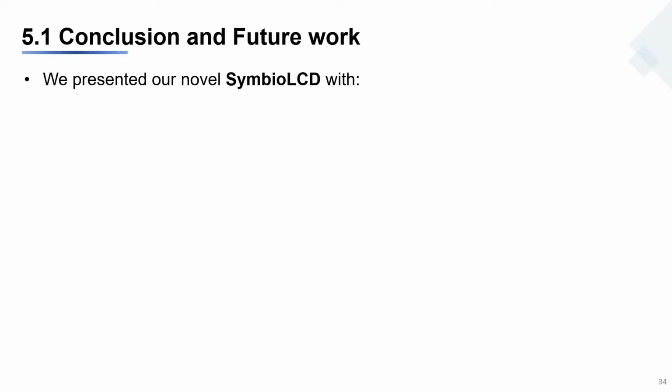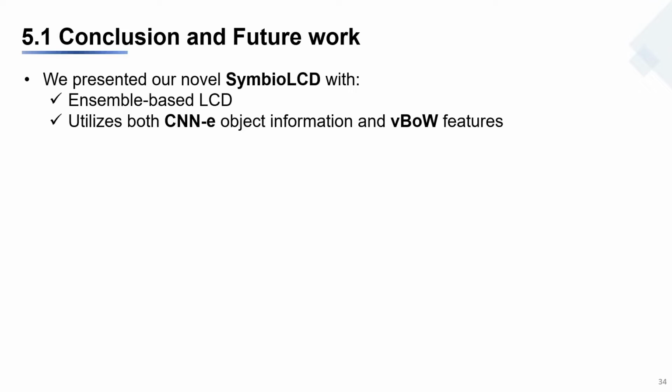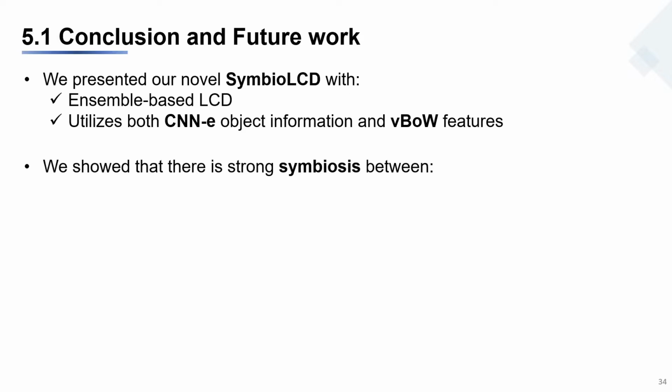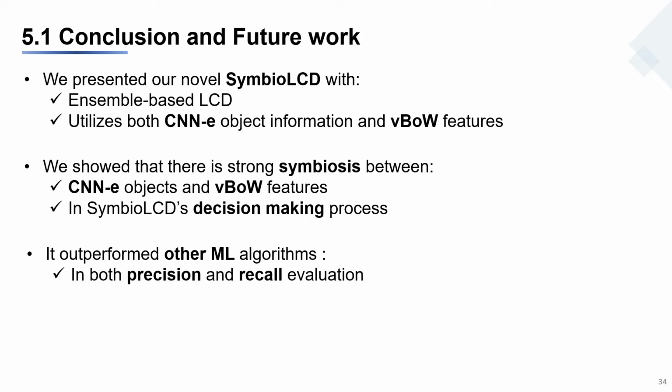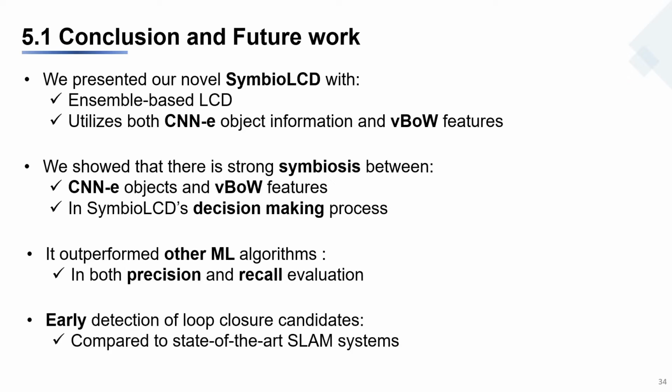We presented our novel SymbioLCD, an ensemble-based loop closure detection system that utilizes both CNN-extracted object information and visual bag of word features. We show that there is a strong symbiosis between CNN-extracted objects and visual bag of word features in SymbioLCD's decision-making process. It also outperformed other machine learning algorithms in both precision and recall evaluation, and finally, having semantic and spatial information contributed to early detection of loop closure candidates compared to other state-of-the-art SLAM systems.